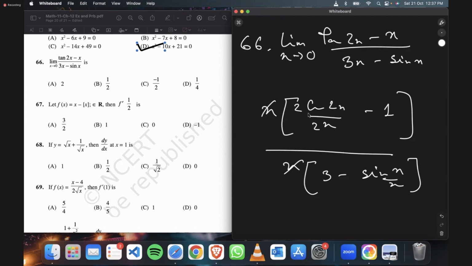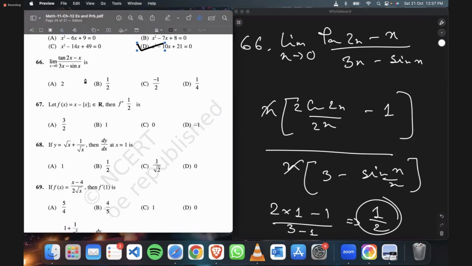So tan 2x by 2x will return a value of 1. So 2 into 1 minus 1 divided by 3 minus 1. Alright. So 2 minus 1 is 1 and 3 minus 1 is 2. So 1 by 2 will be the answer for this one. 66th ka B.